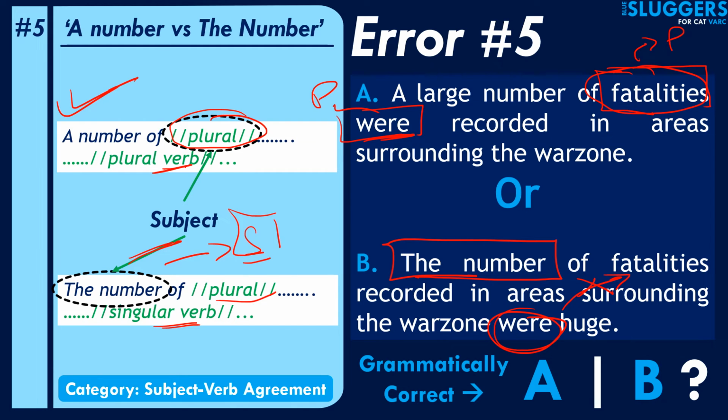Now, irrespective of whether this is plural, and usually this will be plural, it doesn't matter because this is not your subject. Your subject is the number, and however large the number is, it is still a single number, and hence the subject will always be singular in nature, and thus should take a singular verb. So we cannot have were here. The correct verb to be used here will be was. So your correct sentence in this case will be option A. Option B was not the correct sentence.